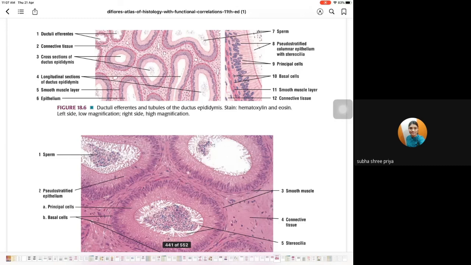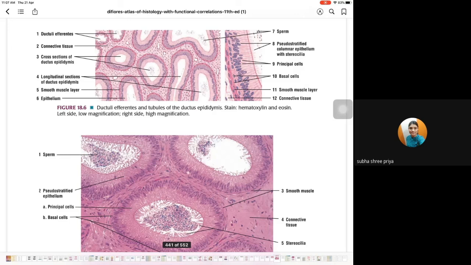Figure 18.6, ductuli efferentes and tubules of the ductus epididymis, stained with hematoxylin and eosin. On the left side, low magnification; on the right side, high magnification. On low magnification, we are seeing ductuli efferentes, connective tissue, cross section of ductus epididymis, longitudinal section of ductus epididymis, smooth muscle layer, and epithelium. On high magnification, we are seeing sperms, pseudostratified columnar epithelium with stereocilia, principal cells, basal cells, smooth muscle layer, and connective tissue.